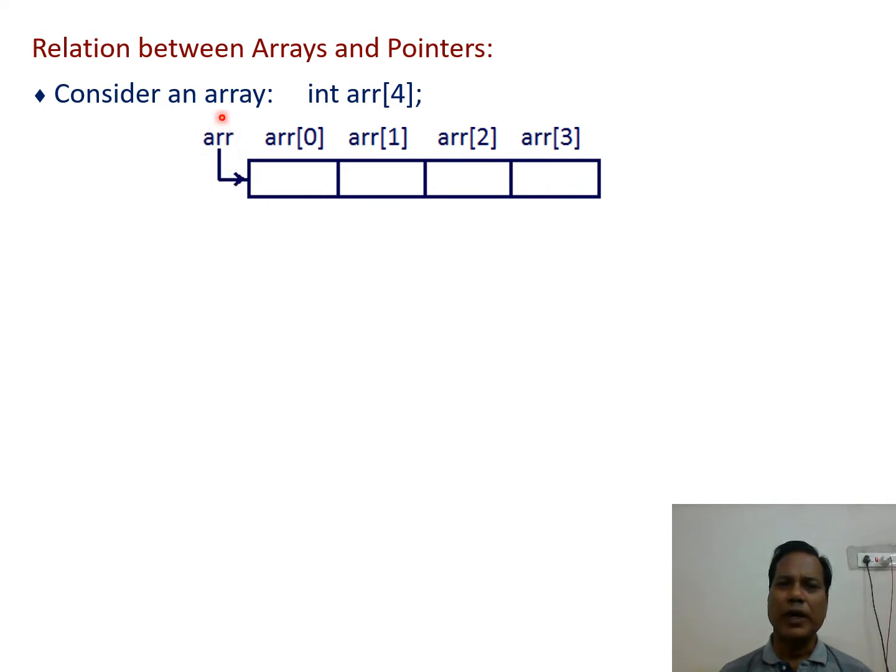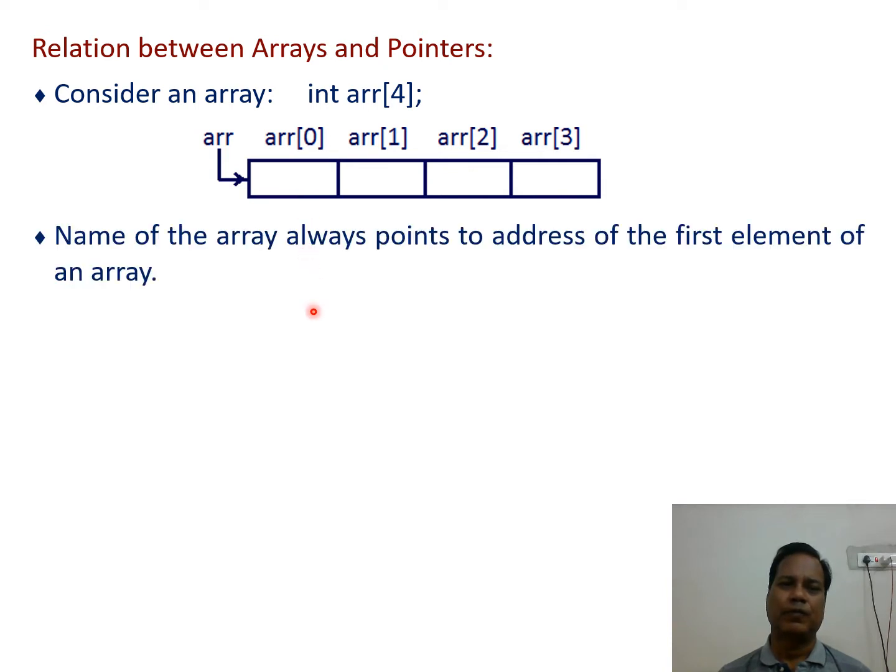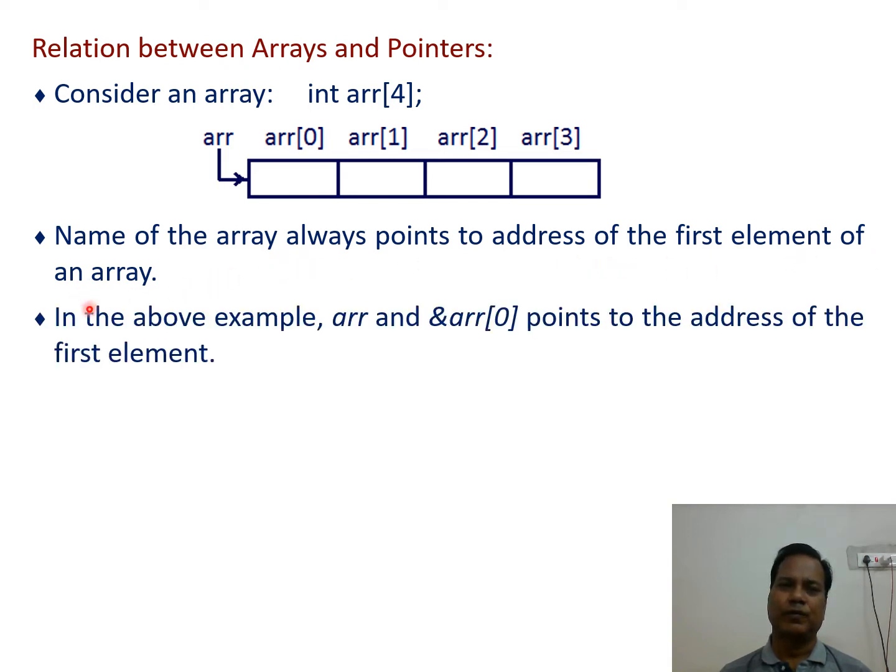Now, the name of the array, here it is r, also refers to the first element of the array r. The name of the array always points to the address of the first element of an array.